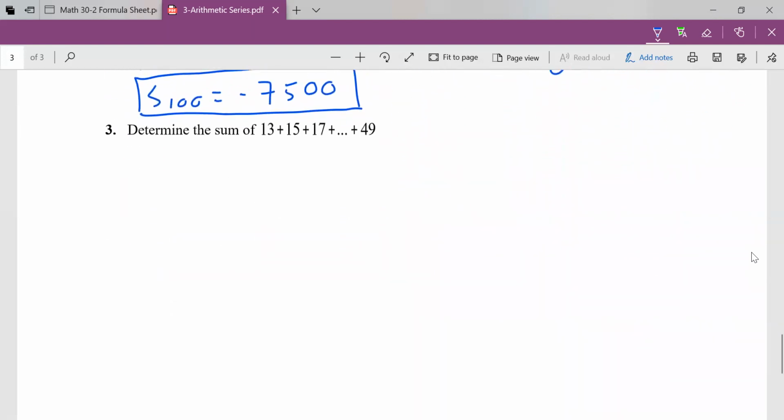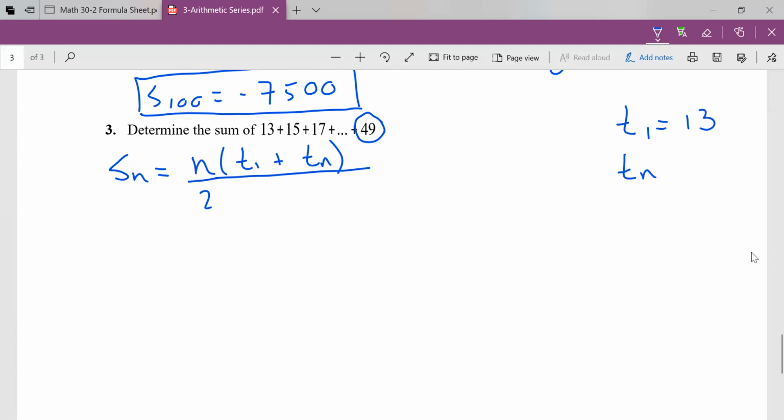Last one. Determine the sum of this sequence. When I'm analyzing this, what I notice is different is that on this one, I know the last term. So I'm going to use the other formula. Sn is equal to n over 2 times T1 plus Tn. Okay, I know the last term. So off to the side here, let's start writing stuff down. I know T1 is 13. I know Tn is 49. But I need n. Ah, I don't know n.